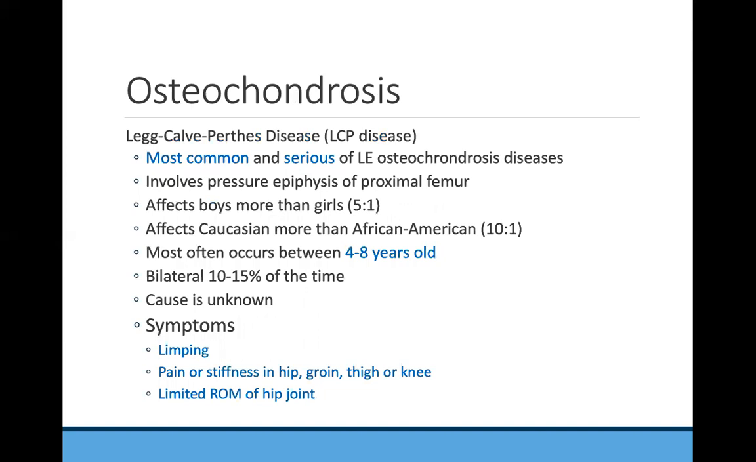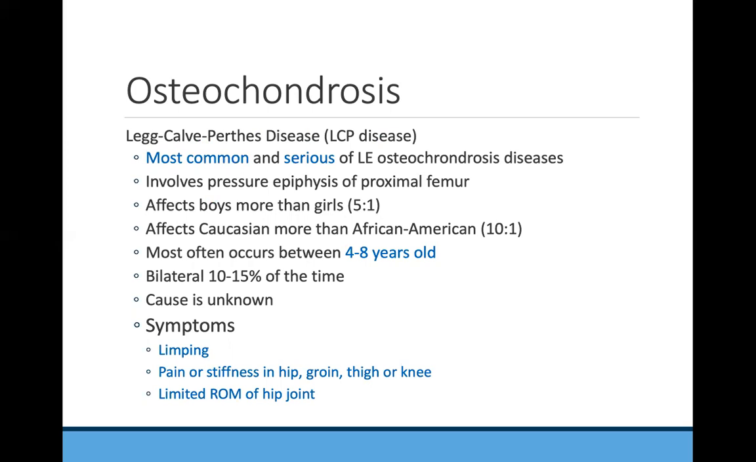So now we're going to talk about some specific osteochondrosis conditions. The first is Legg-Calvé-Perthes disease. This is the most common and serious of all of the lower extremity osteochondrosis diseases. The involvement here includes the epiphysis of the proximal femur. Again, we see boys are more likely to be affected than girls at a ratio of 5-to-1. Caucasians are more likely to have Legg-Calvé-Perthes disease than African Americans at a ratio of 10-to-1. We would note that this occurs most commonly between the ages of 4 years old and 8 years old. And again, we see it bilaterally about 10 to 15% of the time, with the cause being unknown.